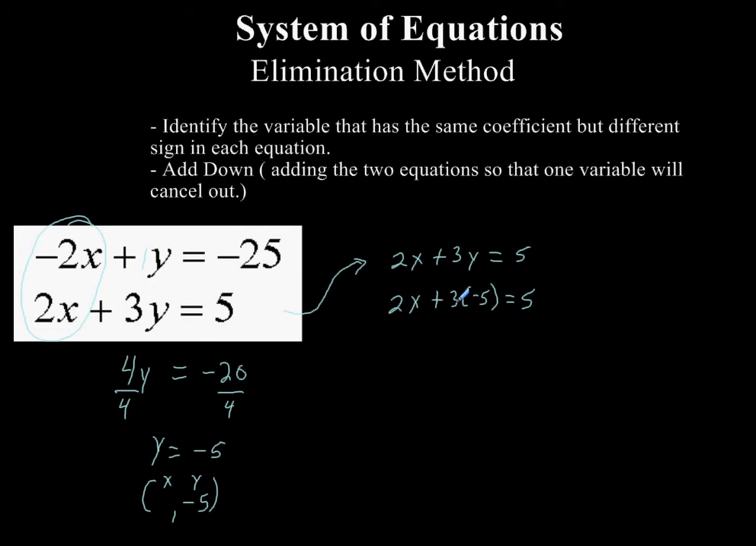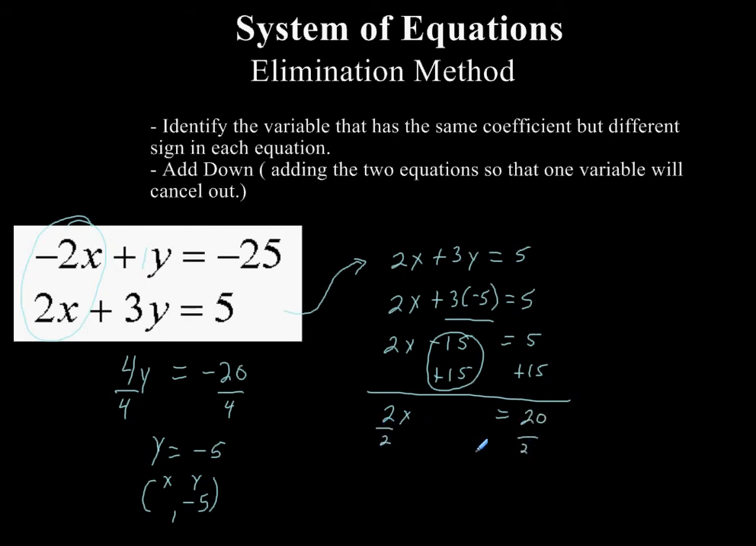Okay, 2x plus 3 times -5, that would give us -15, equals 5. Now, let's combine the 15 and the 5 together by adding 15 to both sides. That will cancel. 2x then is equal to 20. Divide by 2, and that gives us x is equal to 10. So these two linear equations intersect one another at x is 10 and y is -5.